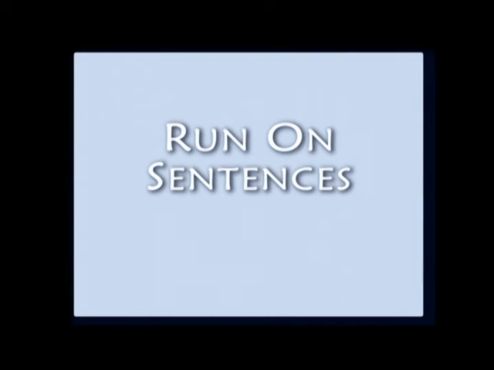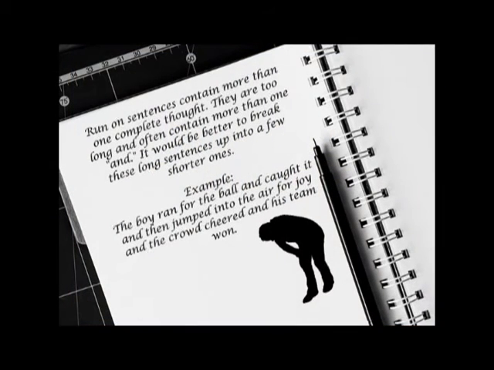Run-on sentences. Run-on sentences contain more than one complete thought. They go on and on and on. This is the opposite of a sentence fragment, which doesn't give you enough information. Run-on sentences give you far too much information. They are too long and often contain more than one "and." It would be better to break these long sentences up into a few shorter ones.